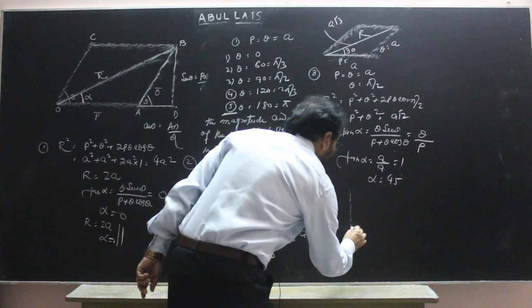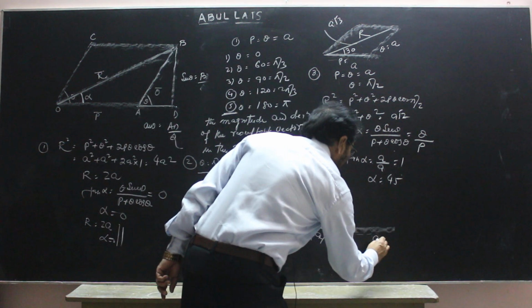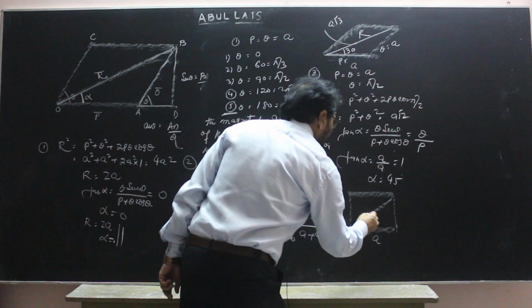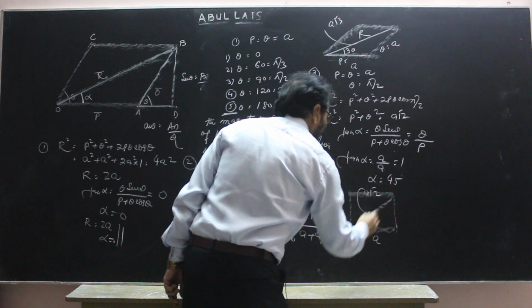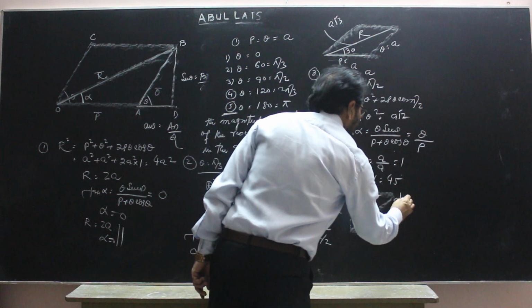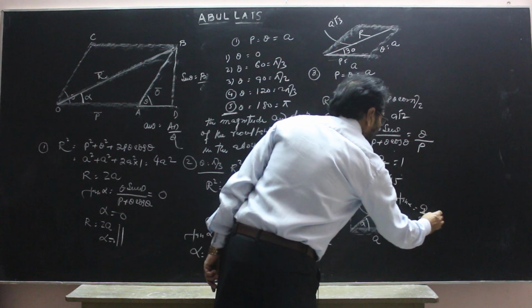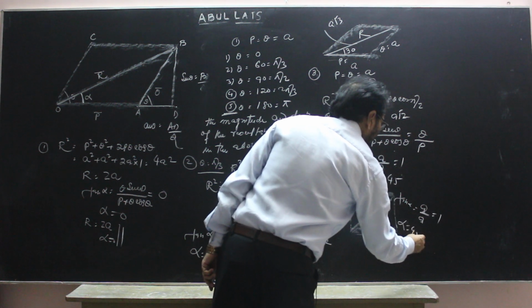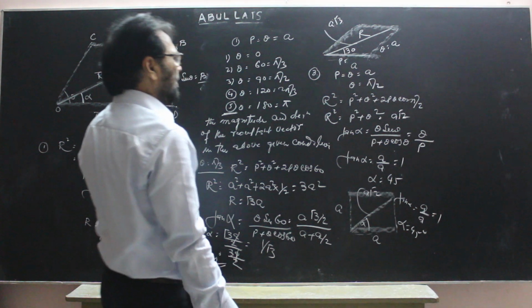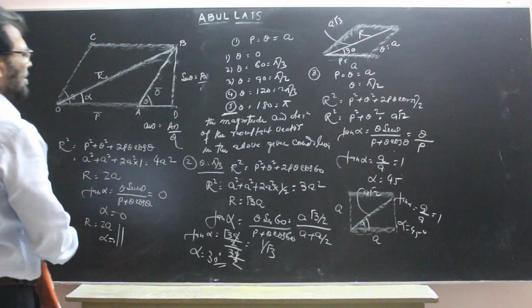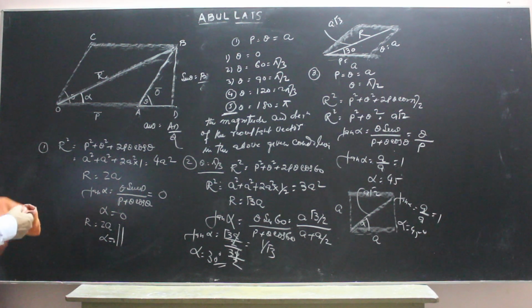Geometrically it can be written like that. This is A, this is A, the resultant is A root 2, and tan alpha is A by A, 1, alpha 45 degree. So this is of course the condition.